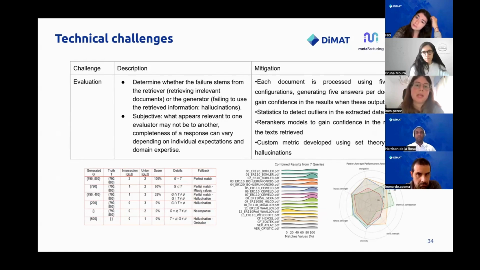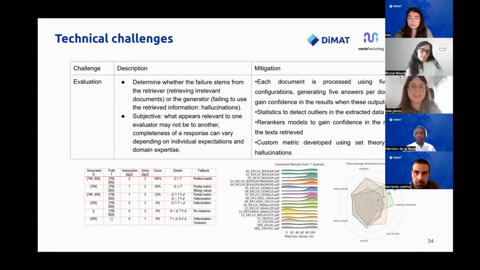And we're involved in creating several metrics. As you can see, we have used statistics to detect outliers, but we are also using ranker models to gain confidence in the retrieval part, and developing a custom metric to detect the kind of errors that we can get. And overall, this is all.